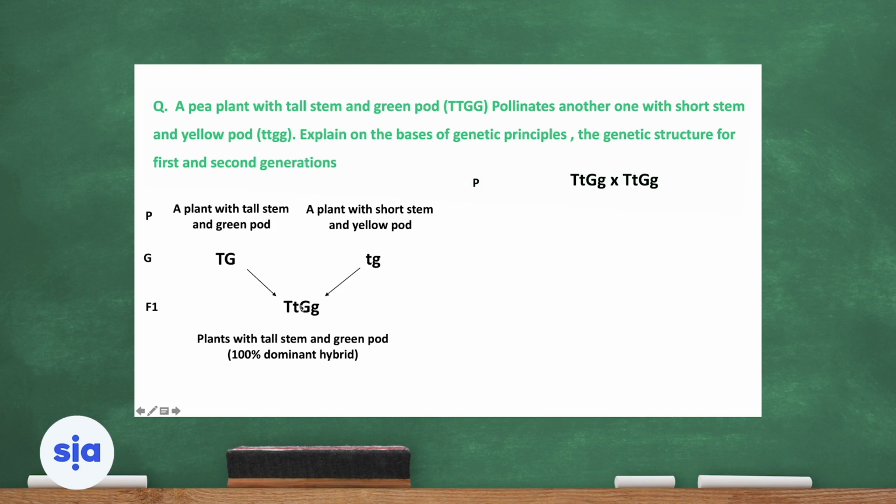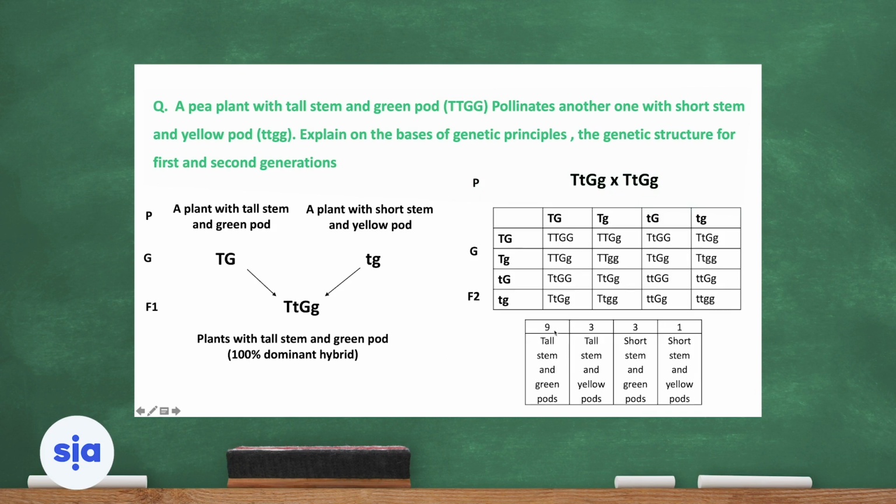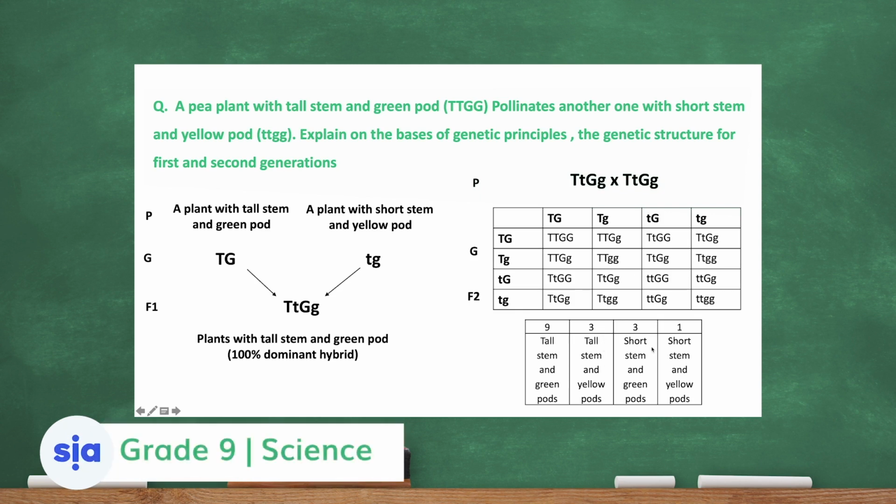What about crossing? Cross-pollinating the first generation together, you will get in the second generation this ratio: 9 tall stem and green pods, 3 tall stem and yellow pods, 3 short stem and green, 1 short stem and yellow.